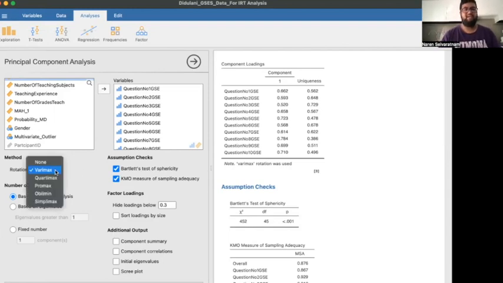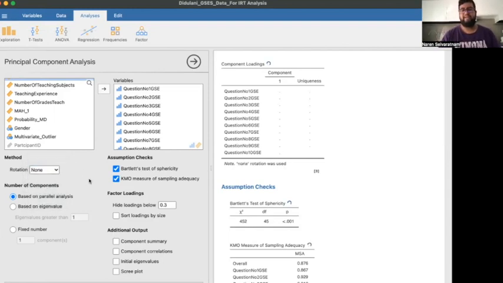But here I don't need any rotation, so I'm just going to click none. Why? Because I'm not interested in going for a rotation first. If my loadings do not load under a single component, then I will actually go for a rotation technique. If not, I can always get a solution without any rotation.